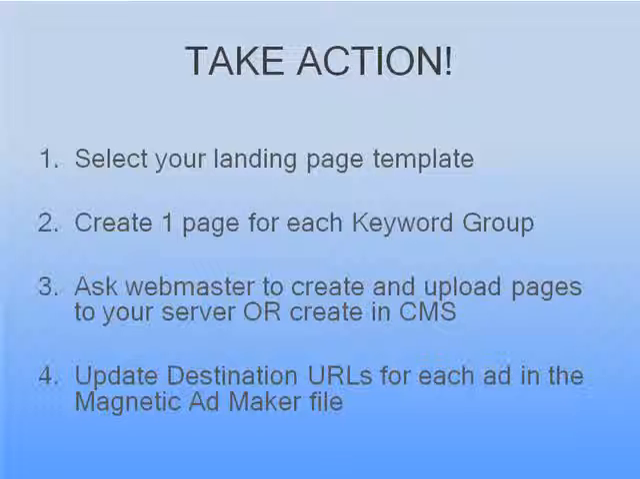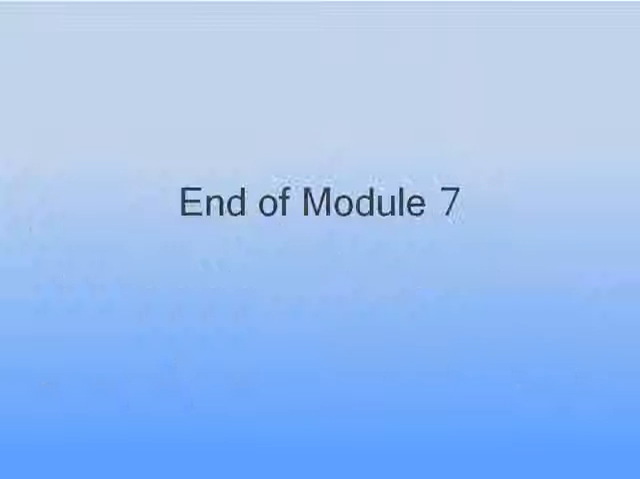And fourth, update the magnetic ad maker file with the destination URLs of your landing pages. For example, you should have a landing page for each keyword group, so go back and add the landing page URL for each ad in the keyword groups. The destination URL is the exact URL of your landing page. Alright, that's it. That's the end of Module 7. Now on to online and offline conversion tracking in Module 8.